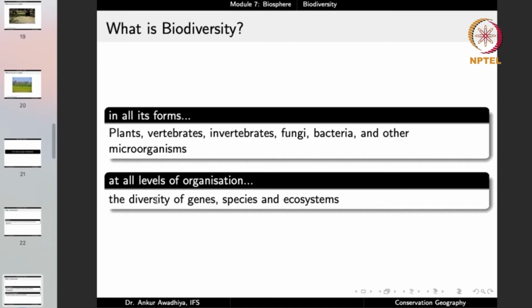And you will find biodiversity at different levels of organization. Even in the case of a single species, you'll find that there is a diversity at the level of genes. Or if you look at the community, you'll find that there is a diversity at the level of species. At a much larger scale, you'll find diversity at the level of ecosystems. How many ecosystems does a forest have?